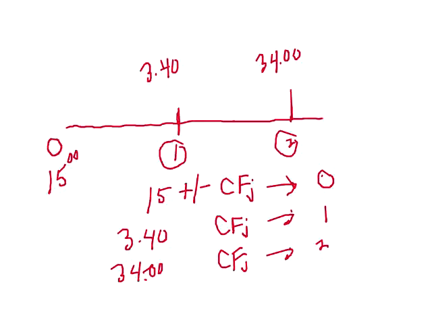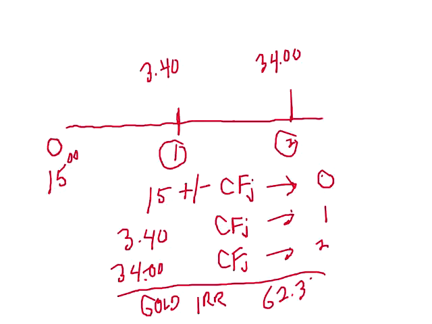Never skip a time period. If there's nothing in the time period, use a 0. Always have to have something for every time period. We'll do some more of those cash flow method calculations down the road. And then you saw for the gold IRR button, that's where you would have come up with that 62.31.